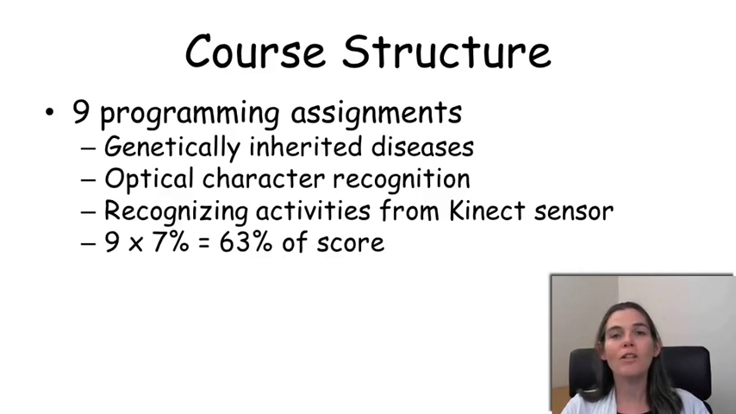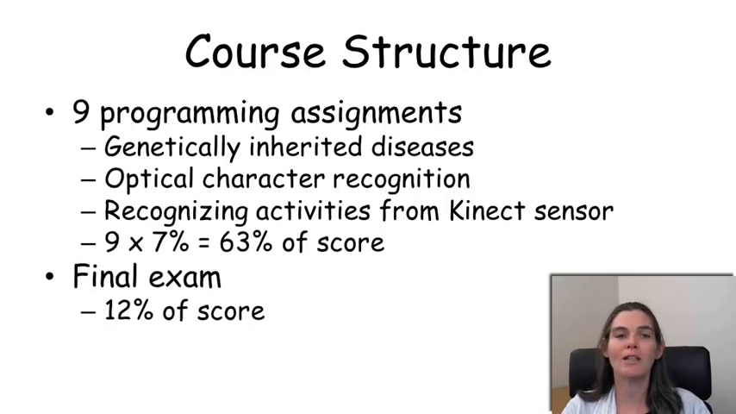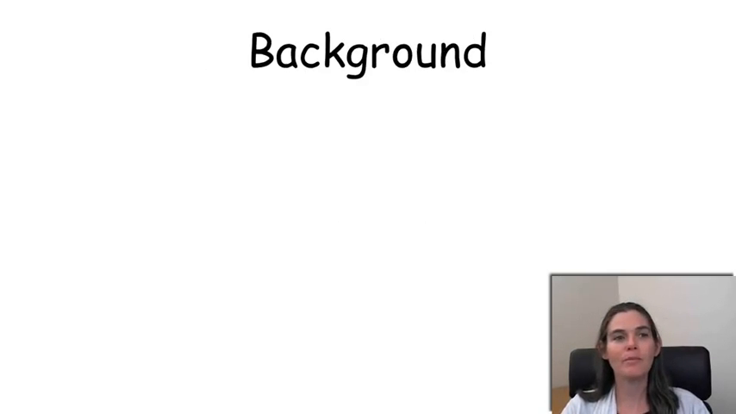We're going to have one that shows how you can look at a set of handwritten characters and read what's written there. And we're going to have one that allows you to look at a stream of output from a Kinect sensor that gives you both video and range data and recognize human activities. These 9 programming assignments are each going to be worth 7% of the score for a total of 63%, which gives us 12% left for the final exam.